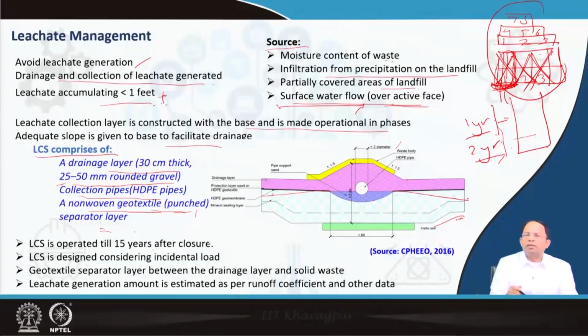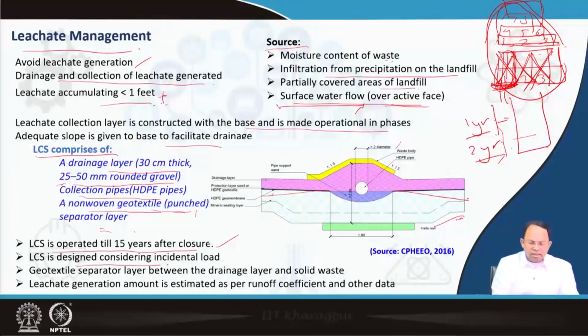So this drainage network has to be constructed, and it is operated till 15 years after the closure. So once the landfill is fully completed, we put a cover above it. After that, it keeps on operating for the next 15 years. That means there would be infiltration during the next 15 years, and that also needs to be collected. And that means the leachate management system has to be kept in operation for the next 15 years after closure, right?